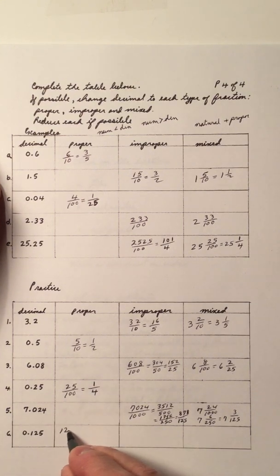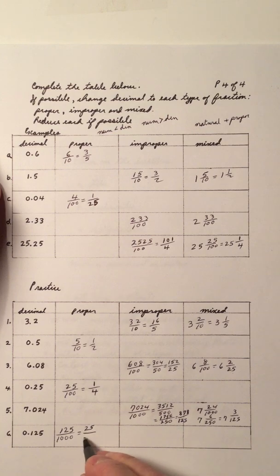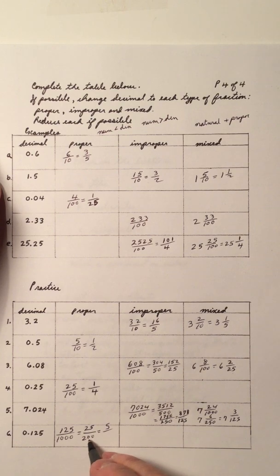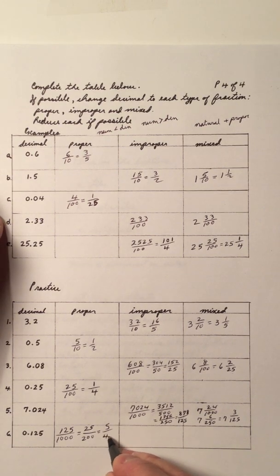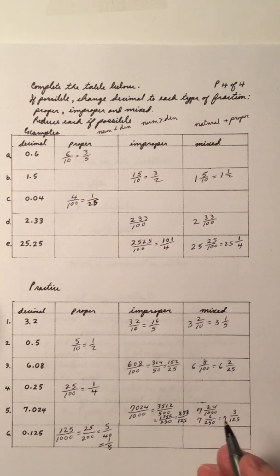Proper fraction is 125 over 1,000. If you keep reducing this, if you divide by 5, 5 into 125 goes 25. 5 into 1,000 goes 200. 5 into 25 goes 5. 5 into 200 goes 40. So 5 over 40 is 1 over 8. Keep dividing by 5 to break it down. This is the easiest way. Improper, no. Mixed number, no.